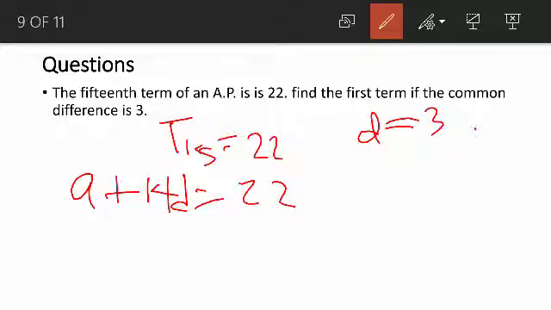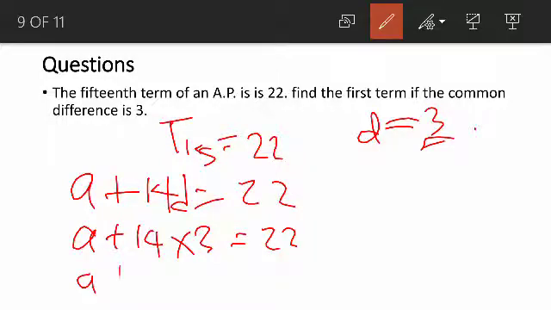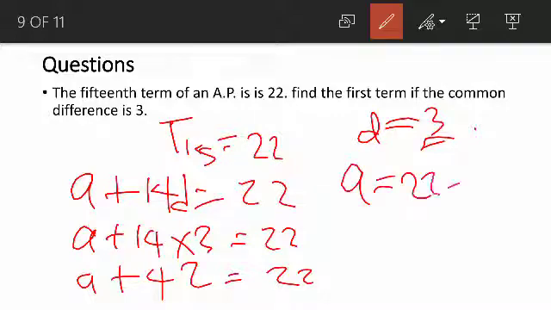A plus 14D, that means A plus (n minus 1)D, where n here is 15, equal to 22. But we are given that the common difference is 3. So we can say A plus 14 times 3 is equal to 22. So that means A plus 42 is equal to 22. Okay, so that means A now will be 22 minus 42.